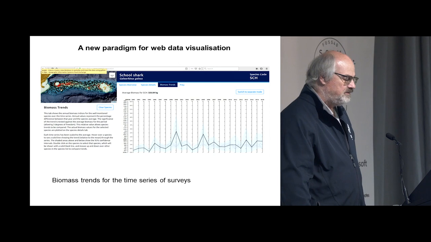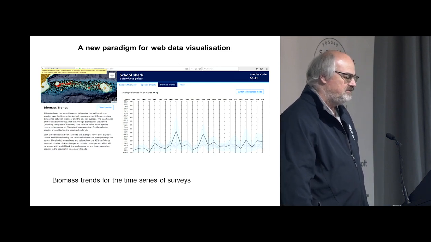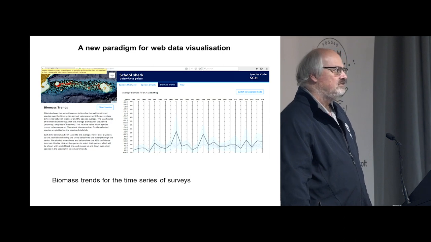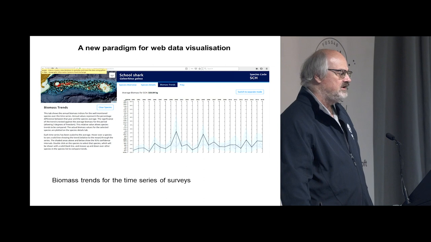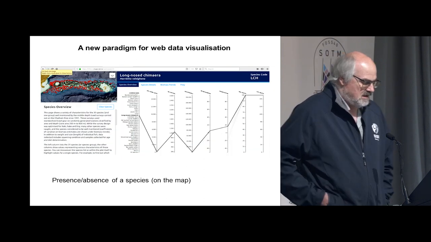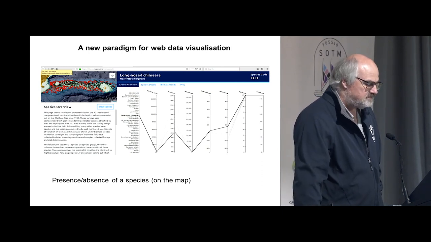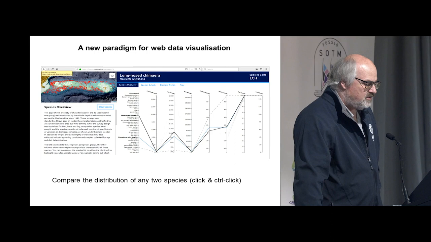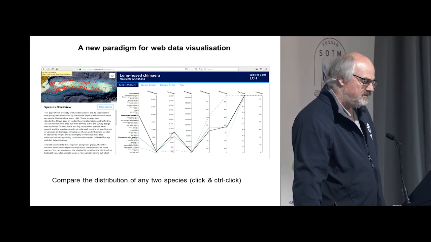You can look at things like biomass trends with ranges. The map is showing both the species where it is found and where its absences were, so where it's not found, which is quite critical from a bio perspective. You can see the presence-absence there in a bit more detail on that map. You can see multiple species and compare the distribution of different species on the map. And we still haven't changed the web page.